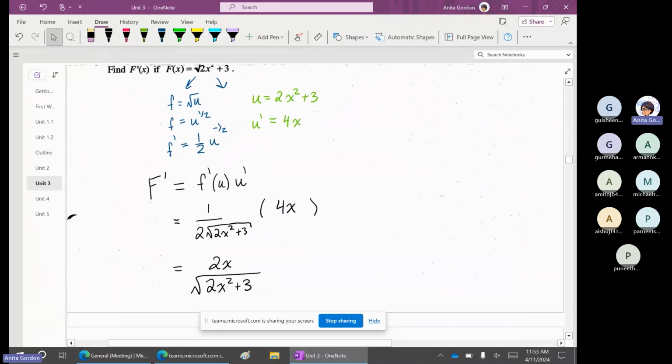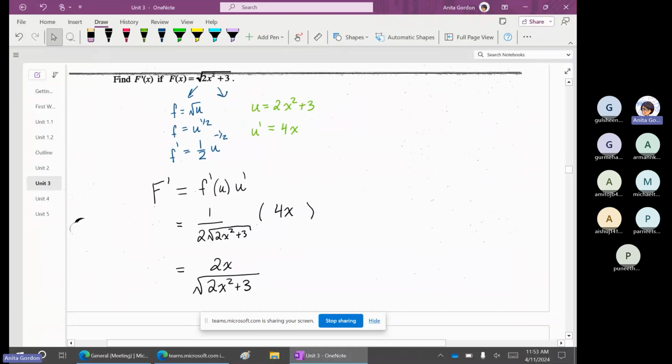Did I do that too quickly, or can you follow that pretty easily? Okay, so we substitute u or any other letter you want. Look at what is on the outside of the function and just do the derivative of the outside. Then look at the inside, take the derivative of the inside and multiply by the derivative of the outside. Okay?